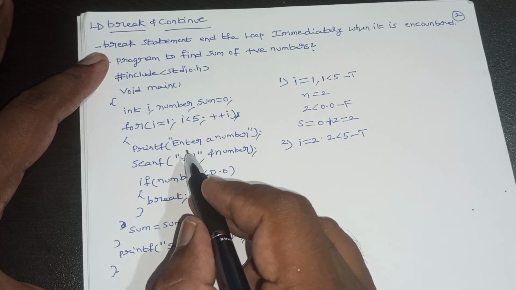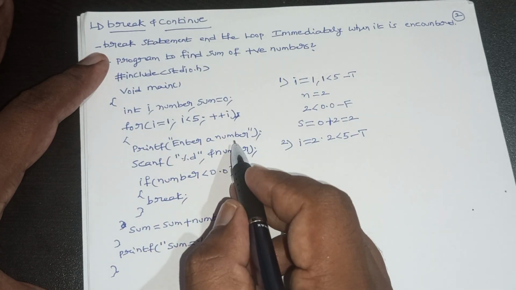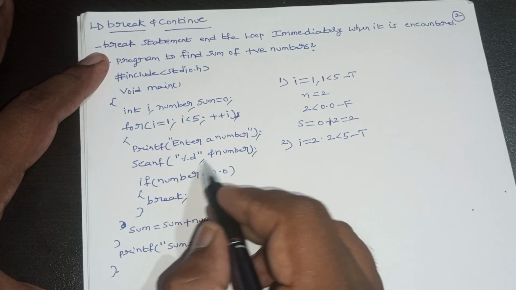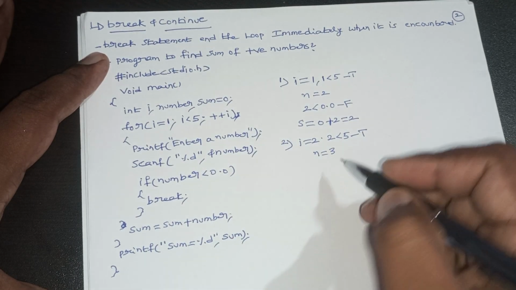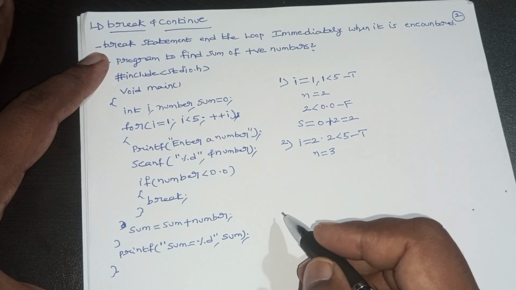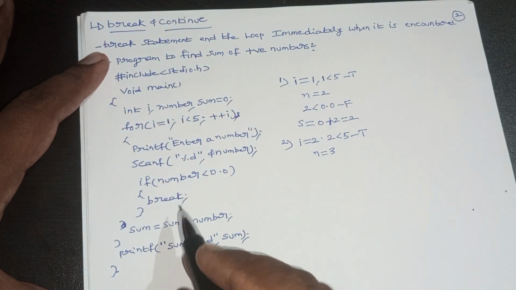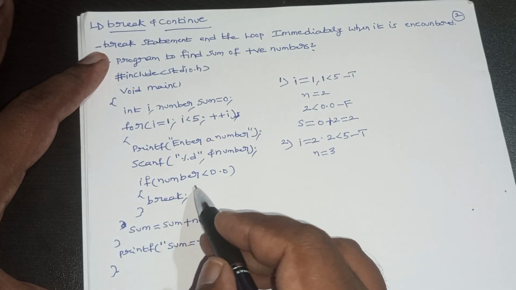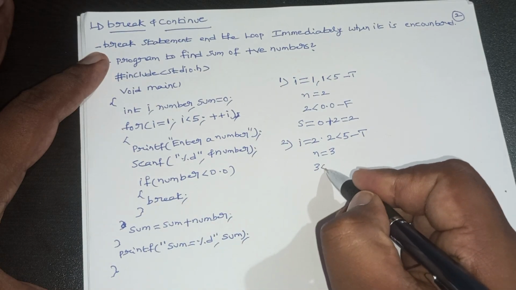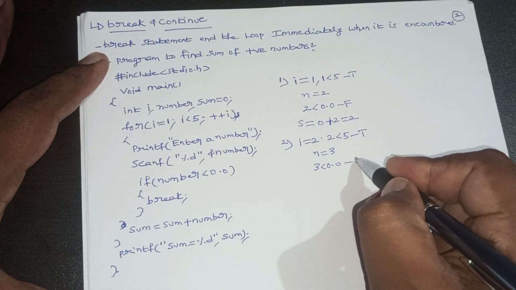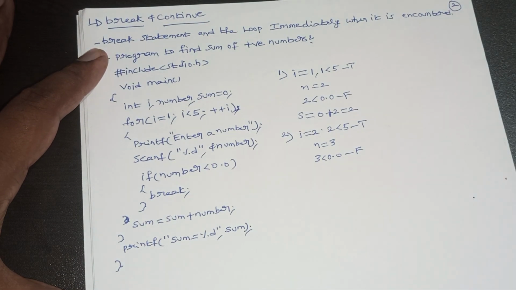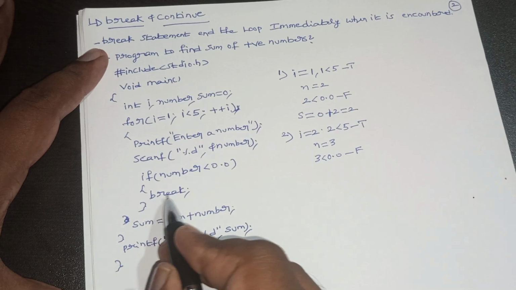So again the system is asking the user to enter a number. Okay, so percentage d, ampersand number. Now I am taking n equal to 3. Then now again check the condition: 3 less than 0.0, condition true or false? Condition false. Because the condition is false, don't enter into the if block.